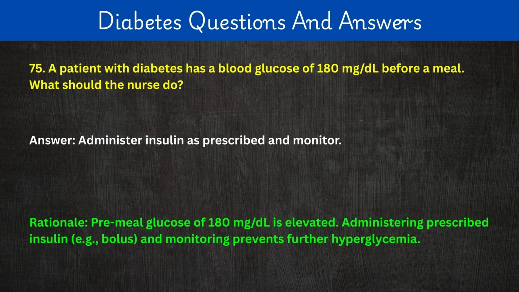75. A patient with diabetes has a blood glucose of 180 milligrams per deciliter before a meal. What should the nurse do? Answer: Administer insulin as prescribed and monitor. Rationale: Premeal glucose of 180 milligrams per deciliter is elevated. Administering prescribed insulin, e.g., bolus, and monitoring prevents further hyperglycemia.